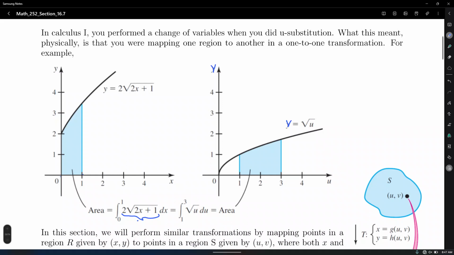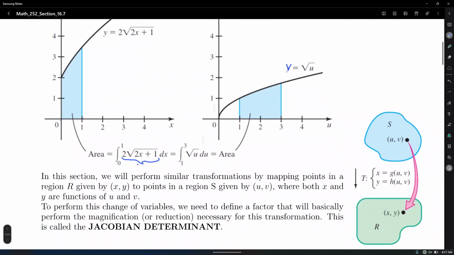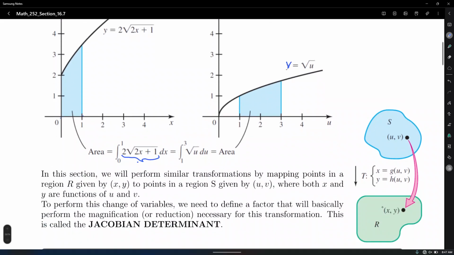So in general, we have a problem in the world of xy. We do the substitution to go to the world of uv, and then once we're done with the problem, we go back to the world of xy, or to the world of x, which is in general how we do it in Calc 1.